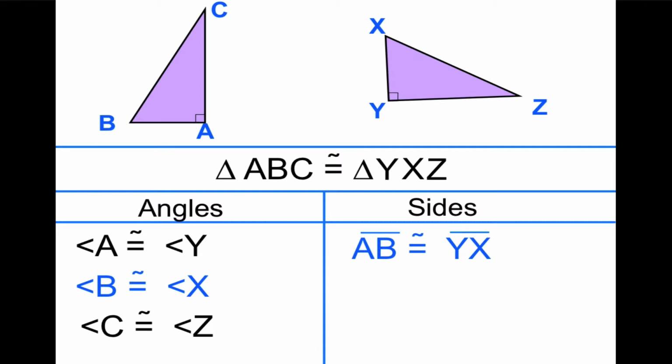Similarly, if you look at the last two letters, BC and XZ, those are going to be corresponding sides, and since we already know the triangles are congruent, therefore the sides are congruent. Side BC will have the same length, will be congruent to side XZ. And finally, if we look at the first and last letter of the triangle, AC will be congruent to YZ.